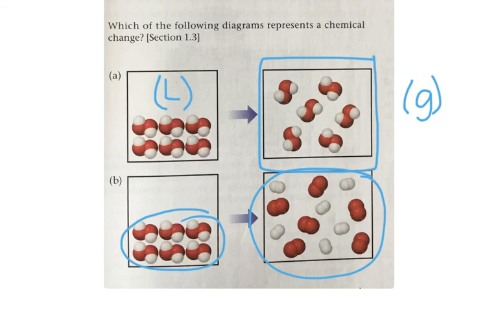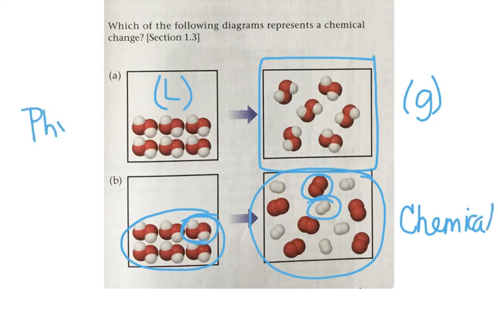Okay? That suggests that new substances have been made because these molecules over here don't look like these molecules over here. They look different. So that's a new substance. So B is your chemical change, while A is your physical change. And that's how it would look on the molecular level.